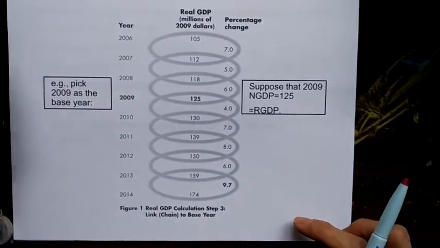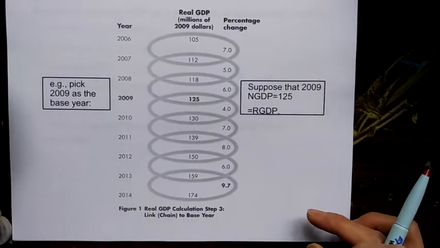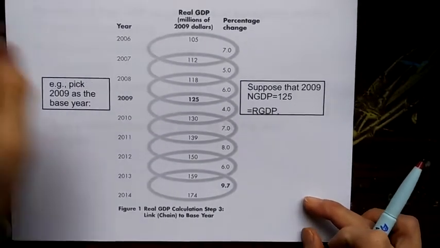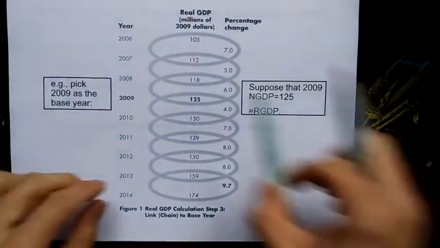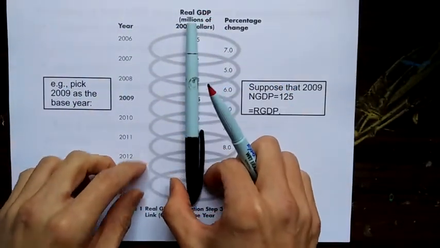This is the graph in your textbook. So what is that? Look at this. Ignore these numbers.